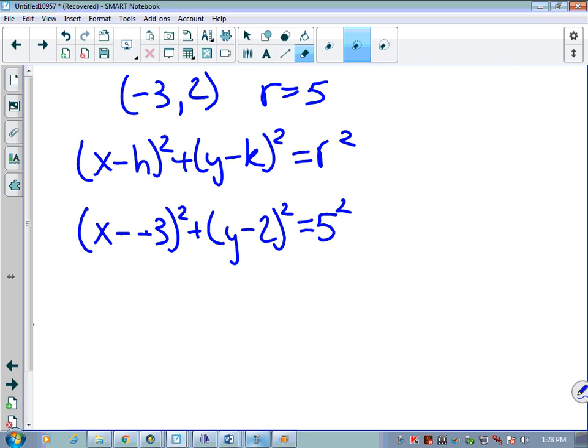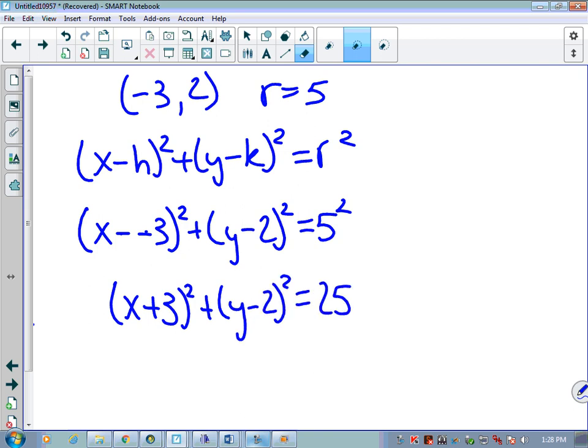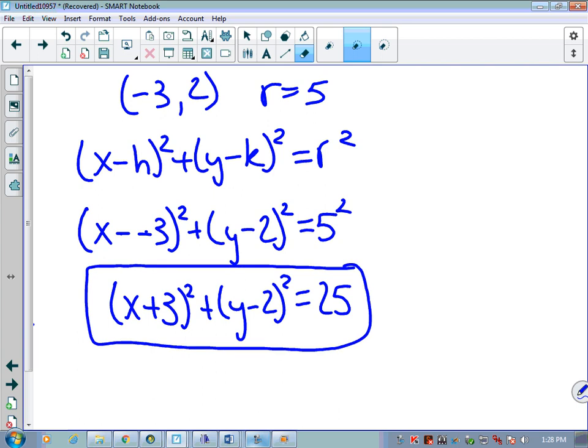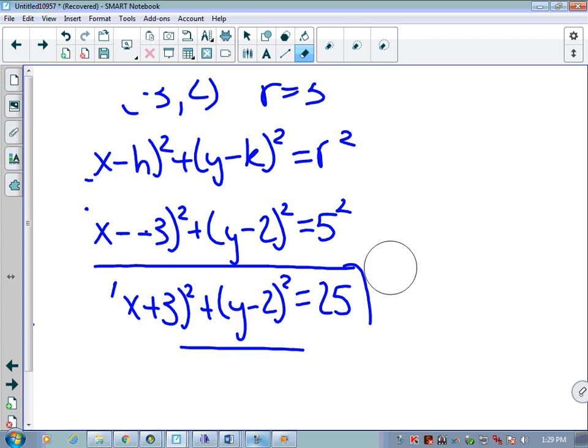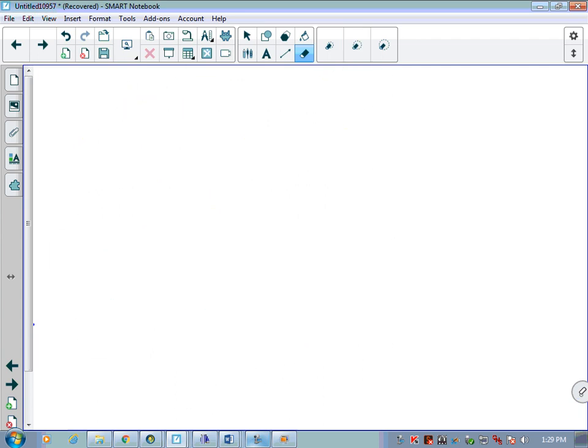All right, we're going to simplify this a little bit. So we're going to write x plus 3 squared plus y minus 2 squared equals 25. That is our answer there on 14. X plus 3 squared plus y minus 2 squared equals 25. You could have also written that as 5 squared. I'd take it either way. Okay. All right. 15.